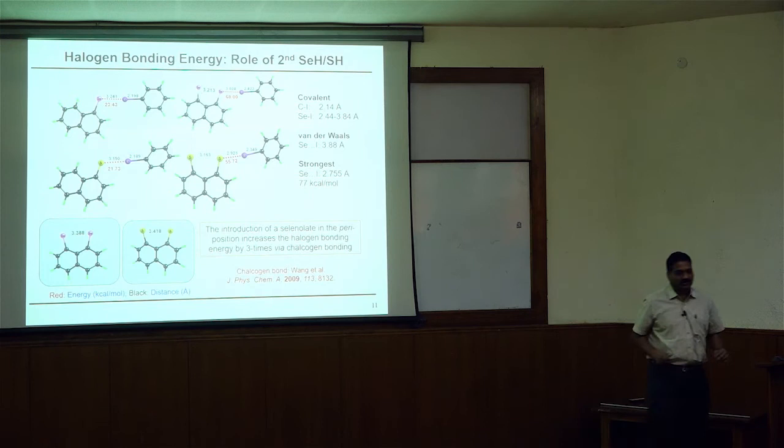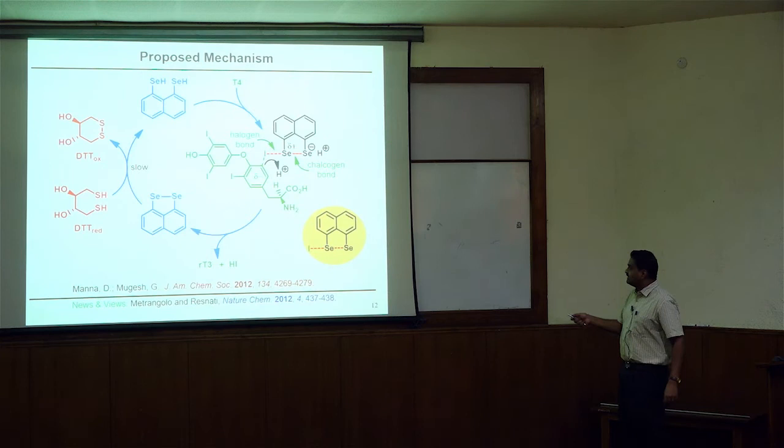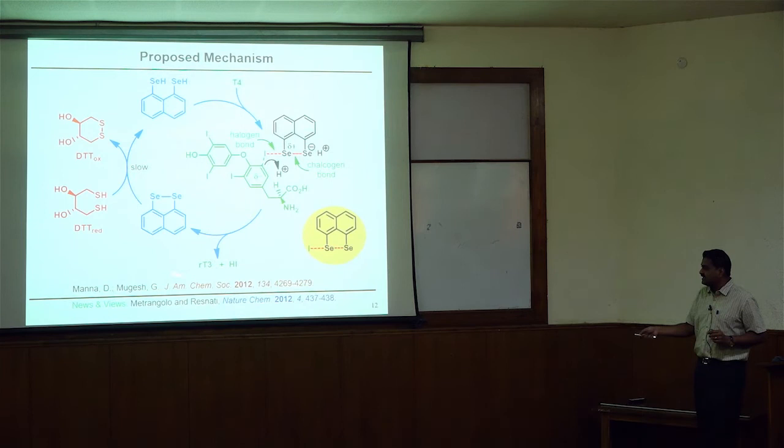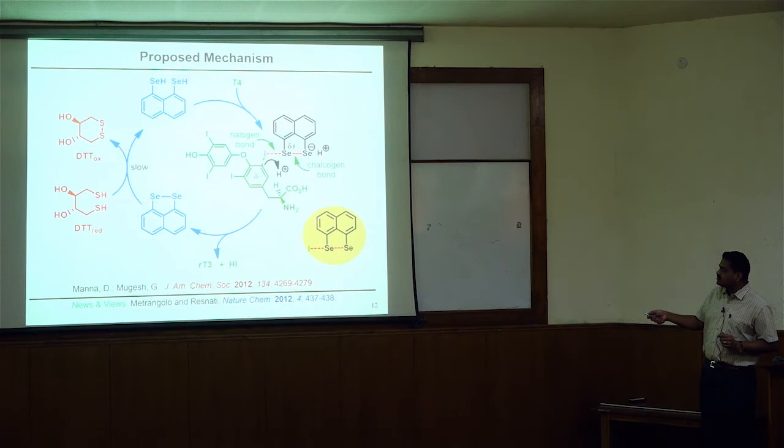And based on this we proposed a mechanism in 2012 that T4 interacts with this through chalcogen bonding, but that is not sufficient to cleave the carbon-iodine bond. I have drawn it just for convenience, it is actually 180 degrees here. And then once this selenium interacts with the sigma star antibonding orbital of the carbon-iodine bond, this gets weakened and carries more carbanion character. At that time this selenium becomes electron deficient, and the second selenium starts interacting with this, leading to the cleavage of the carbon-iodine bond. And then reverse T3 is eliminated and it forms an intramolecular diselenide, which can be reduced back to the diselenol by using reducing agents like DTT.